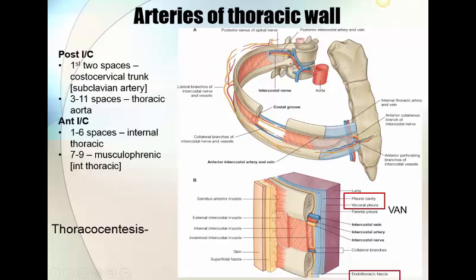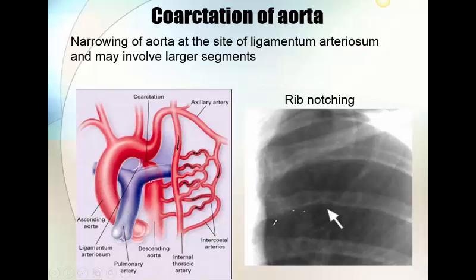So here the posterior intercostal spaces, again just a review, you can see where the branches arise, and the anterior intercostal where the branches arise and what they are branches of. Now there is a condition known as coarctation of the aorta, where a collateral circulation is set up. Collateral circulation means an anastomosis happens because of the arteries meeting up. Coarctation of the aorta is a condition which occurs at the site of the ligamentum arteriosum.